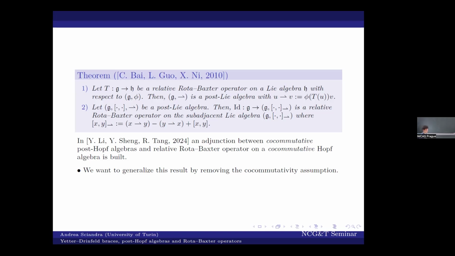Vice versa, if you start with the post-Lie algebra, then the identity from your starting Lie algebra G to the subjacent Lie algebra is a relative Rota-Baxter operator. I recall that the subjacent Lie algebra has this new bracket here. So when you start with the post-Lie algebra, the definition was given before, just the identity is a relative Rota-Baxter operator between the starting Lie algebra and the subjacent Lie algebra.